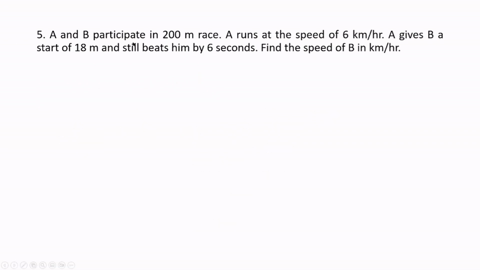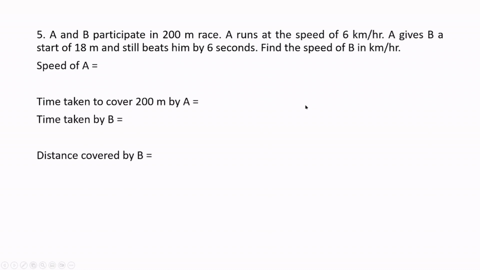Next question, A and B participate in a 200-meter race. A runs at the speed of 6 km per hour. A gives B a start of 18 meters and still beats him by 6 seconds. Find the speed of B in km per hour. So here we have to first see the units. Distance and time are given in meters and seconds, but speed is given in kilometers per hour, so we have to change it. And then we will get the answer in meters per second, which we also have to change to kilometers per hour.